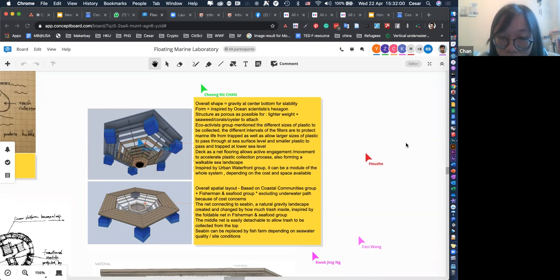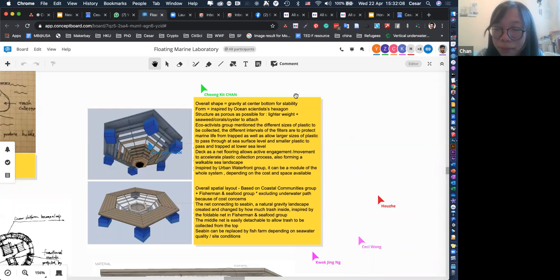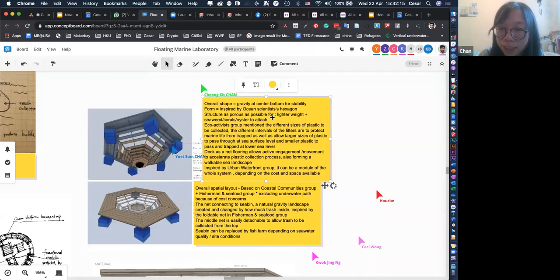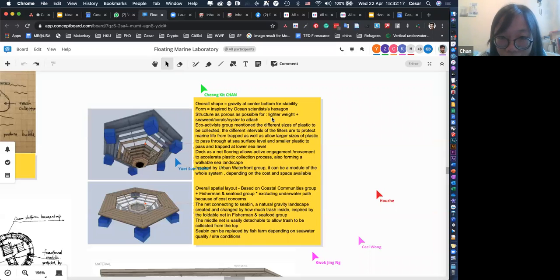These steps, the different intervals of frame, are because the activist group mentioned plastic collection with different sizes, different holes, like the mesh we just did. I was thinking we can do different intervals vertically, which is also to protect the fish from getting trapped inside.